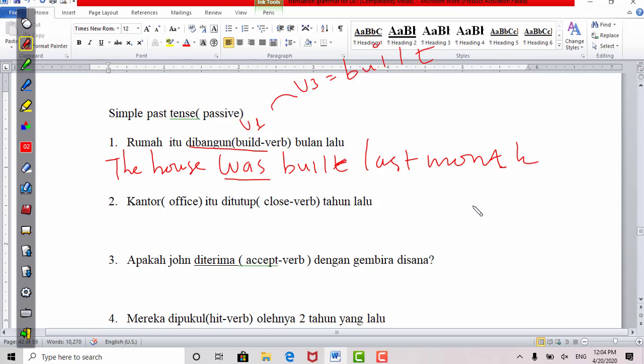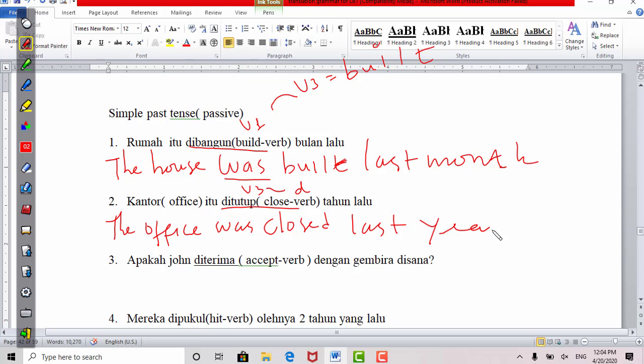Alright. What about this one? Kantor itu ditutup tahun lalu. Don't forget you have to change this one to be verb 3 and then plus D over here. So it will be the office, the office what? Was closed last year. Alright. Your turn, later will be number 3 and so on, for the exercise by using simple past tense.